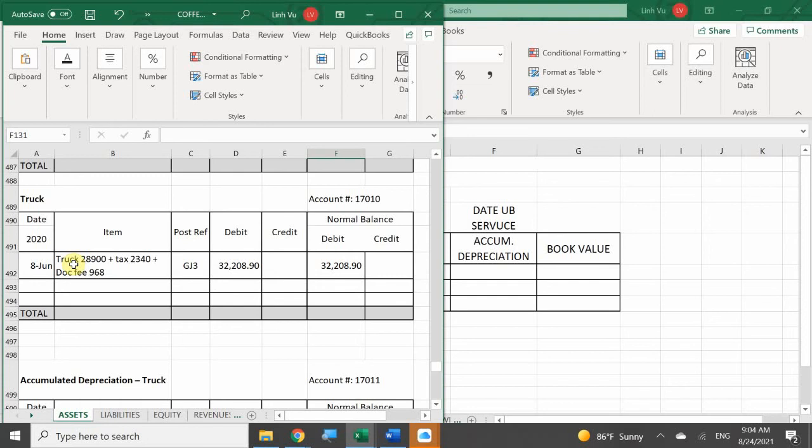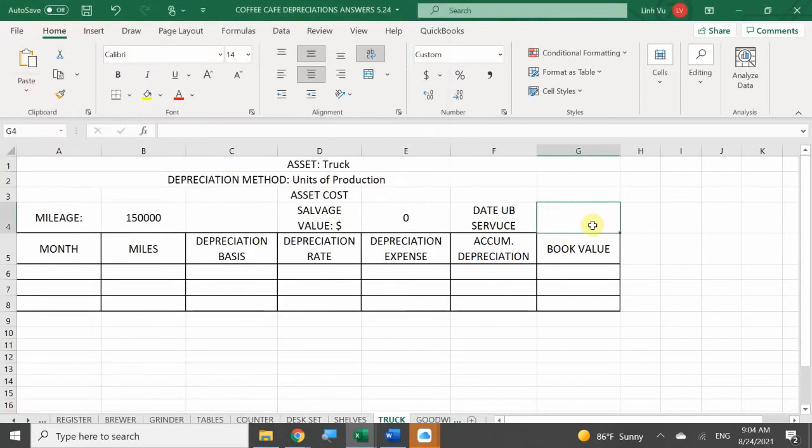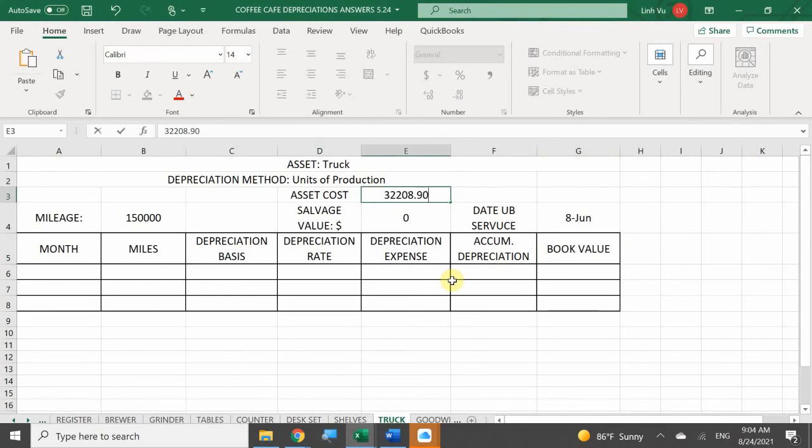What's the assumption when you buy the car and drive it off the parking lot? It decreases in value. It depreciates, yes. So in this case, the day that you bought the truck is the day that you started depreciating. So this was as of June 8th, and it was for $32,208.90.